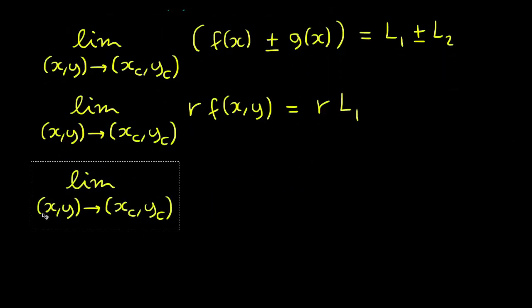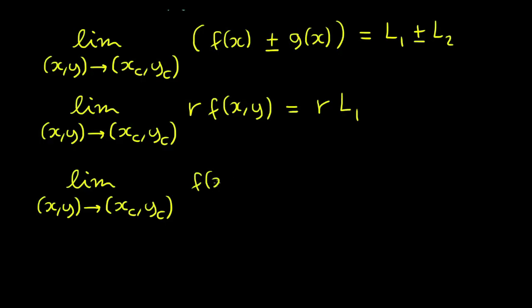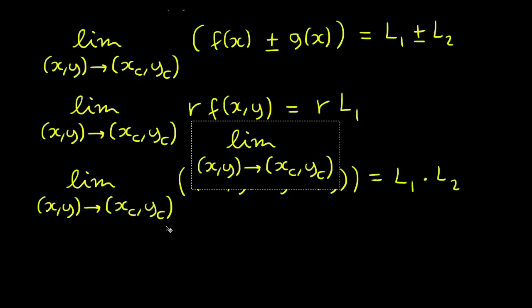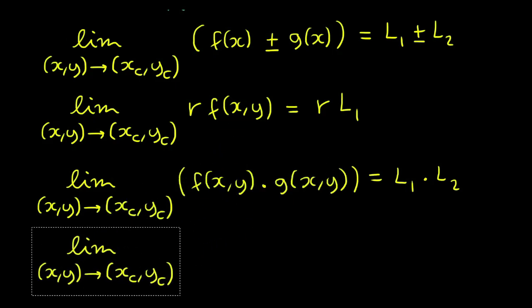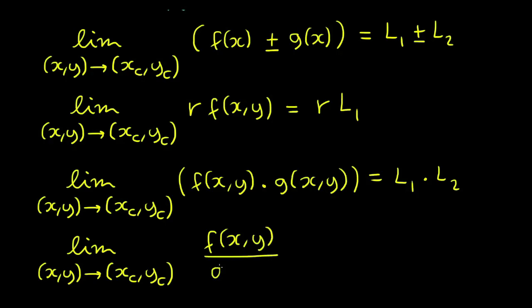And similarly, the limit of the product of both functions, being f of x, y multiplied by g of x, y, is equal to the product of their limits. And similarly, the limit of the quotient of the two functions, so we have f of x, y on g of x, y, is equal to the quotient of their limits. So we can evaluate each limit separately and divide them, provided the limit of g is not 0.